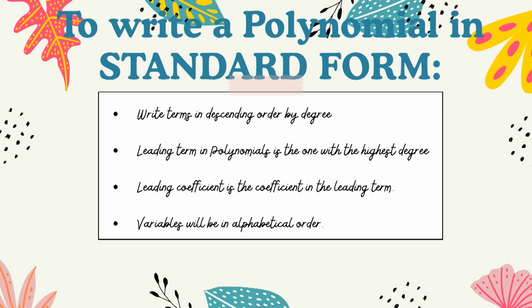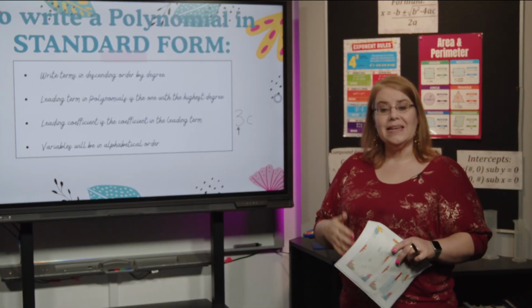All right, so let's see what else we've got. It says to write a polynomial in standard form, we do these things. So you might want to make sure that you write these on your notes page. We're going to write terms in descending order by degree. Descending order we know is from highest to lowest. The leading term in a polynomial is the one with the highest degree. So there's another vocabulary word, which is leading term. It's the one with the highest degree. My leading coefficient is the coefficient in the leading term. And we know a coefficient is the number in front of a variable. And then variables will be in alphabetical order. So these are key to know when we're wanting to write polynomials in standard form.